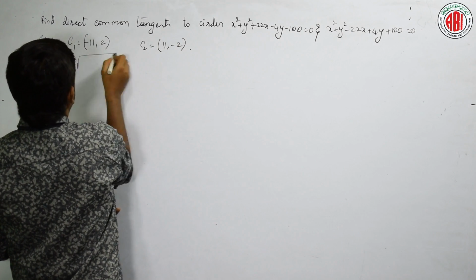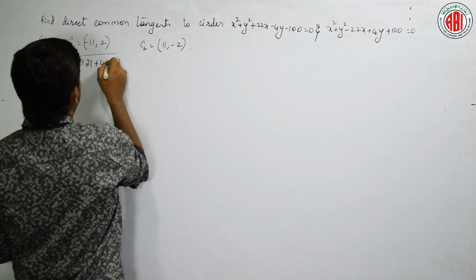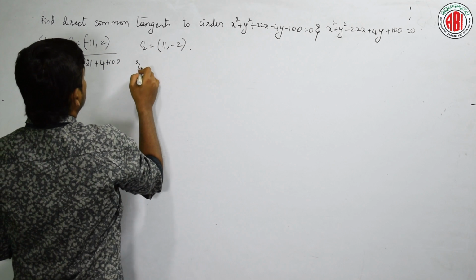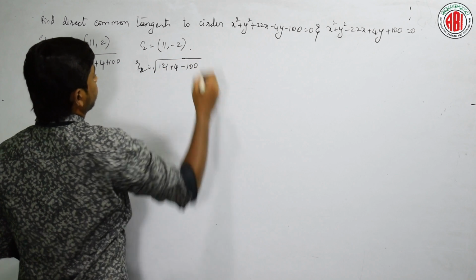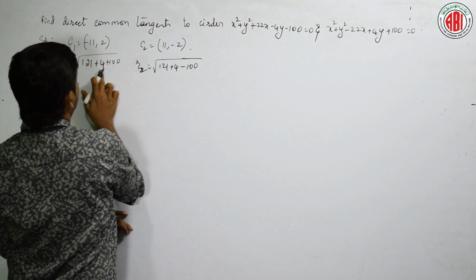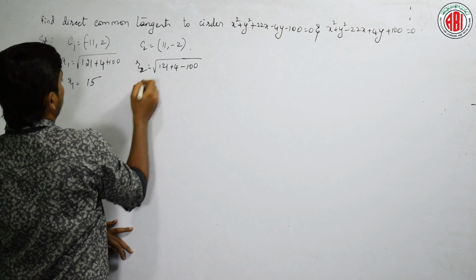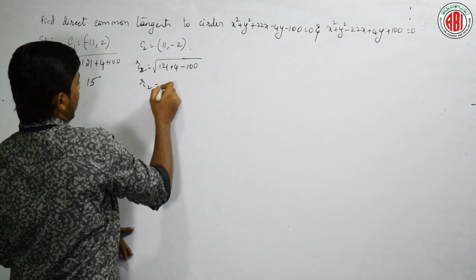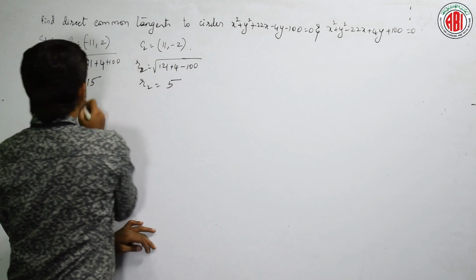Then what about the radius of the first circle? 121 plus 4 plus 100, yes. What about the radius of the second circle? That is 121 plus 4 minus 100, is it? So, R1 is equal to root of 121 plus 4 is 125, plus 100 is 225, square root is 15. R2: 121 plus 4 is 125, 125 minus 100 is 25, square root of 25 is 5. Okay. Now, find C1C2.